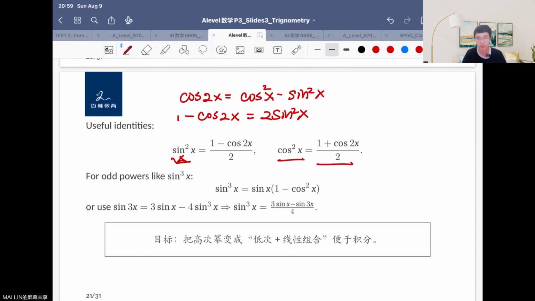We can also calculate this. You can try to set all the odd powers, like sine cubed x, we can calculate it. And sine cubed x can be considered as sine x times (1 minus cosine squared x). So we can calculate it for all of these, okay?